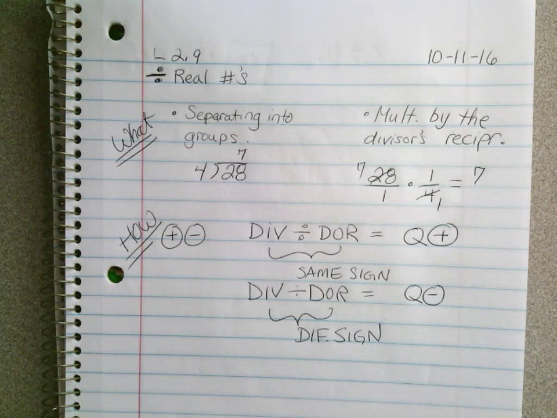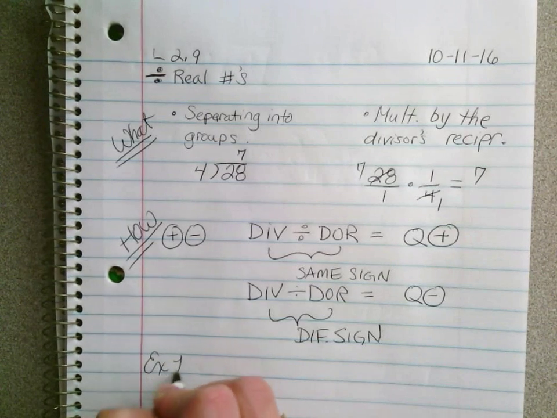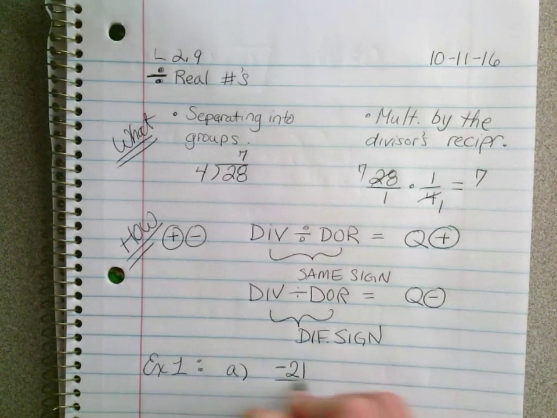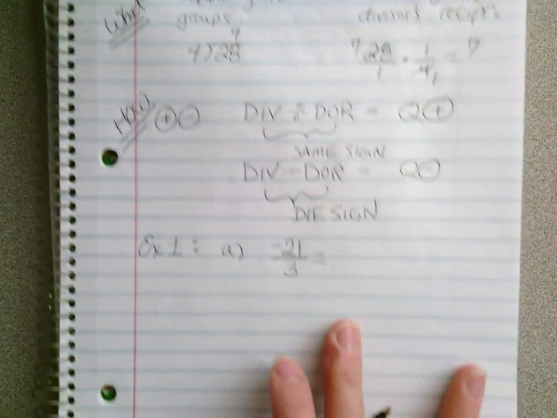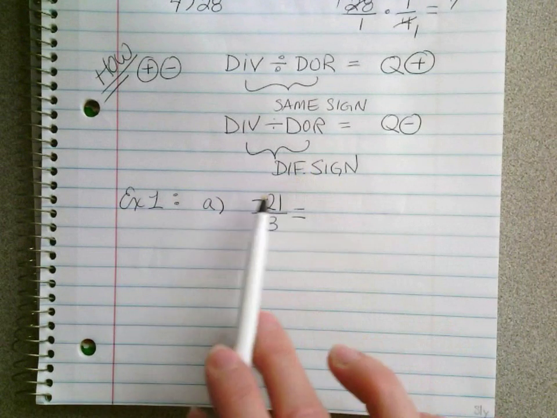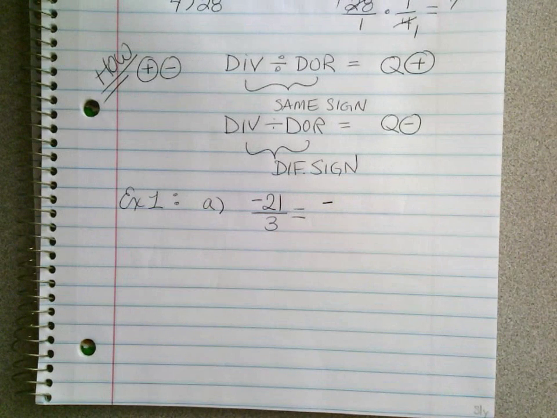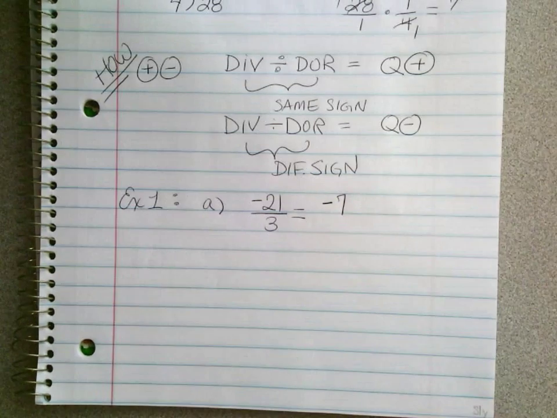Just to practice this positive negative business, I want to really quick show you a couple things. So this is example 1, and here's letter A, because I have a few of them. Negative 21 over 3 literally means negative 21 divided by 3. So different signs, right? Negative, positive. The result will be a negative for that reason. Okay? I know it's elementary, but it bears repeating. Negative 7, as a matter of fact. Anybody not sure why it's negative? Of course, your calculators will tell you that too.